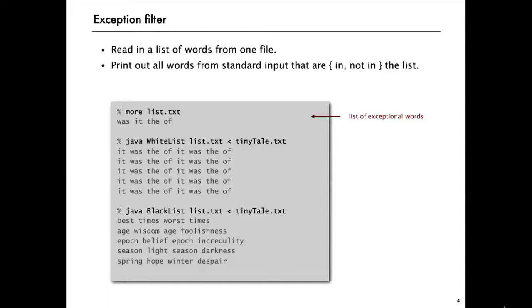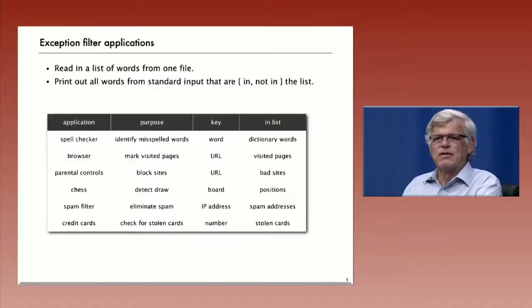Another complementary approach is to think of these words as words that we don't want to ever see. They're blacklists and we want to take them out of our source file. So a blacklist client would print out all the words in our source file, tinytale.txt, except was, it, the, and of. In this case, best times, worst times, and so forth. So that's an exception filter, and that's useful in lots of applications, such as the ones listed here.